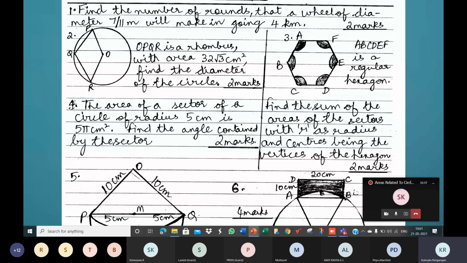Look at the second question. OPQR is a rhombus with area 32√2 centimeters square. So the area of the rhombus is given to us, and we need to find the diameter of the circle. Maybe if we can find the radius, we could use that and find the diameter of the circle.